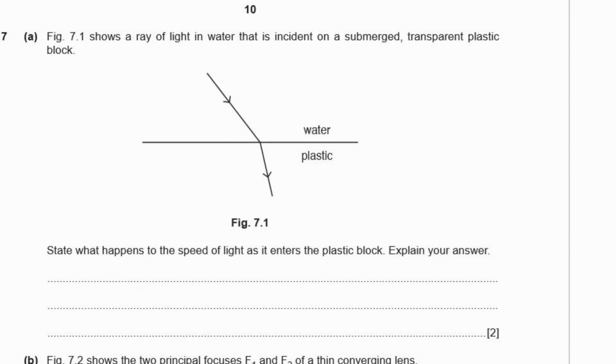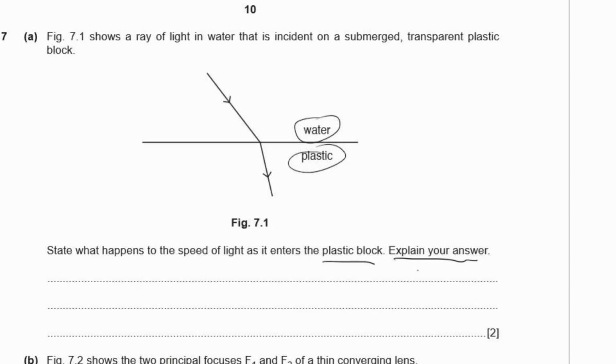Question number 7. Figure 7.1 shows a ray of light in water that is incident on a submerged, transparent plastic block. So we've got a situation here where what we already have is light in water travelling into plastic, which is also in the water, one would assume. State what happens to the speed of light as it enters the plastic block. Explain your answer. Alright, so one mark for saying what happens and another mark for saying why.